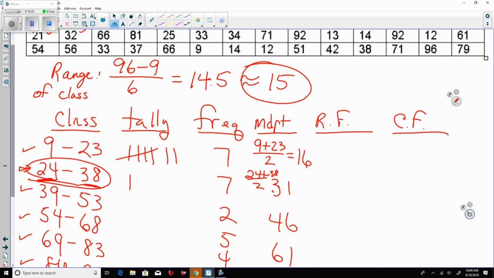The class width, how many data are in each class. So between 9 and 23, there are 15 pieces of data that fall in that class. Your class width is how we found it, by looking at the range of all the values, took the difference, divided it by the number of classes.